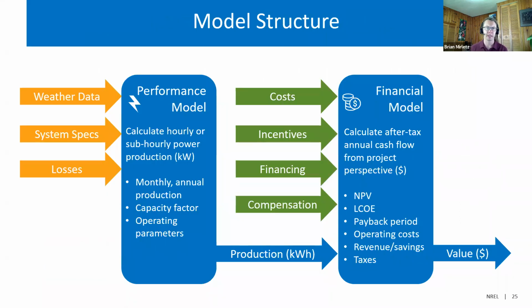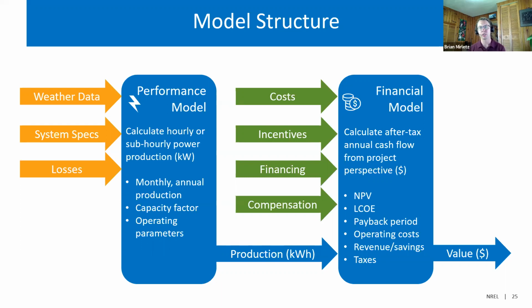The models in SAM are structured into performance and financial models. So the performance models take weather data, system specifications, and losses in order to calculate hourly or sub-hourly power production. And those are then summarized into monthly or annual production metrics or capacity factors. Many of the capacity factors in the ATB are calculated using SAM's performance models via the REV tool.